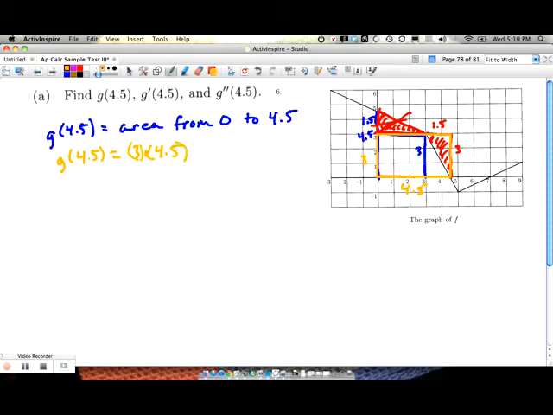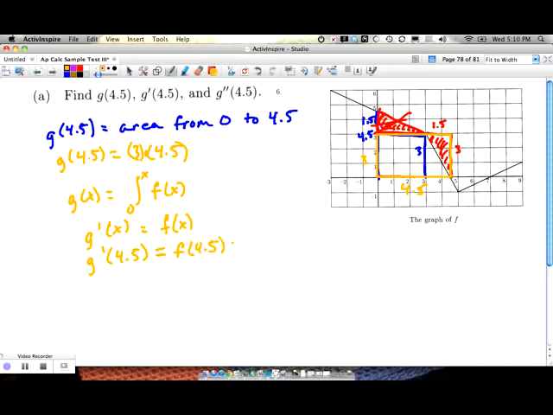G prime of 4.5. Well, let's think about g prime of x. G of x equals the integral from 0 to x of f. So g prime of x means take the derivative of this. It's really just f of x. So that means, what is my value at 4.5? G prime of 4.5 is equal to f of 4.5, which equals 0.